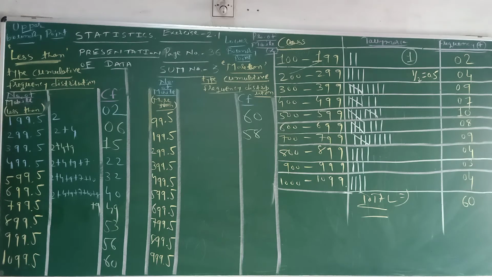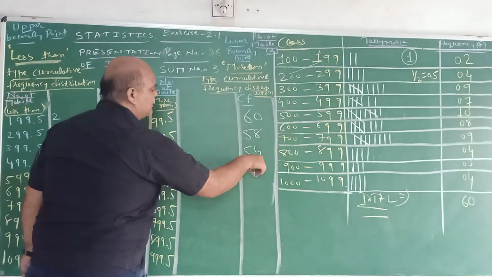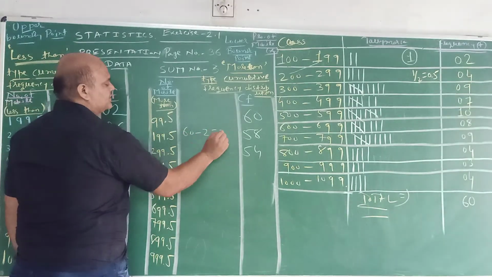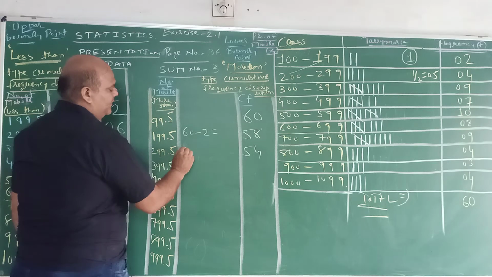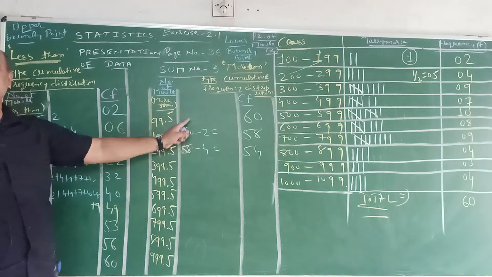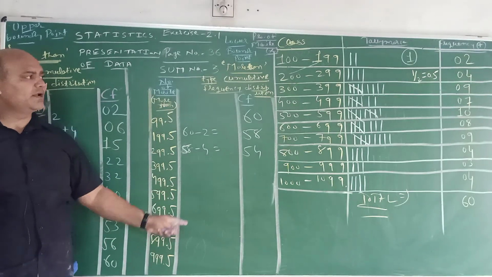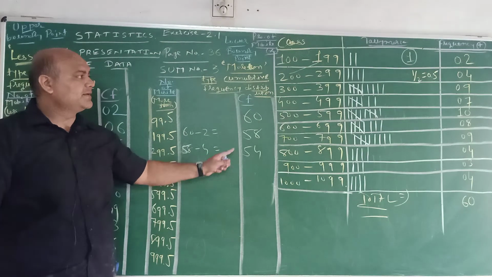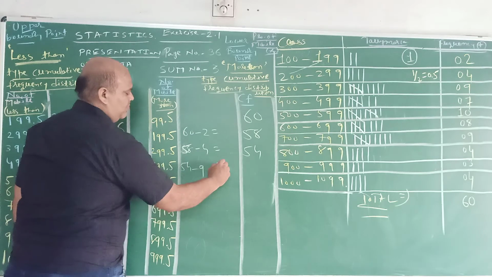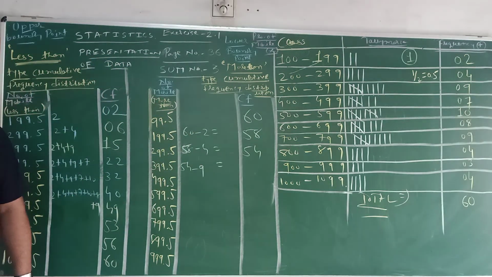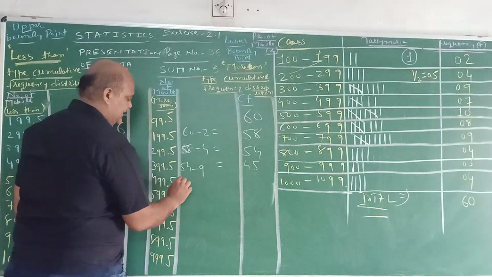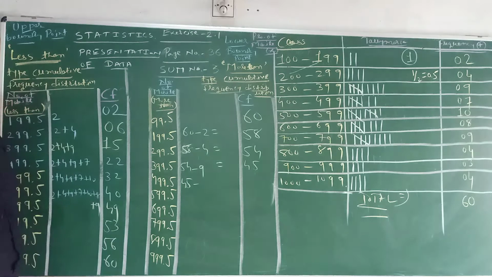Then next is 54. Why 54, sir? 58 minus 4. Here 60 minus 2, then 58 minus 4. This is not compulsory, but I explain so that you can understand. Now 54 minus 9, so the next is 45. Next is 45 minus 7.